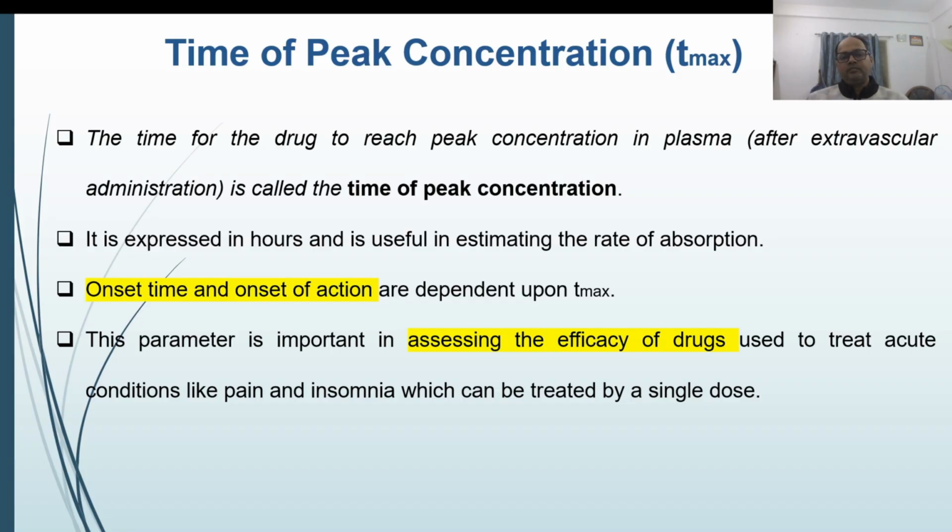So at the time there should be less Tmax. If the Tmax is less, then the acute condition disease can be cured within a few minutes, or means with very less time. It will take less time. Otherwise, if the Tmax is more, then it will take more time to cure the disease.